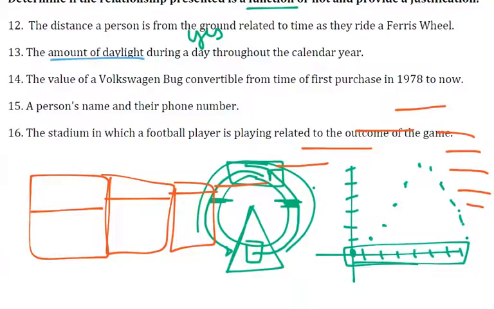So if I pick a day through the calendar year, is it going to have more than one amount of daylight? Well, if we're only dealing with a calendar year, so that means we're dealing with just 1 year, the answer would be no. Each day could have the same amount of daylight, but each day is only going to have one amount, which makes it a function.